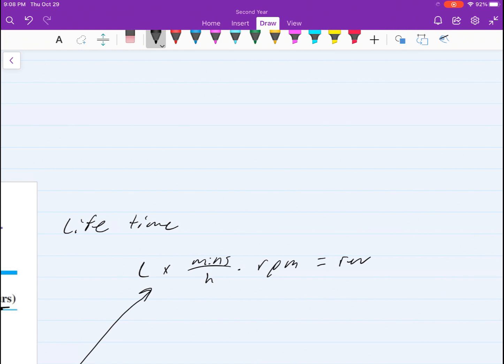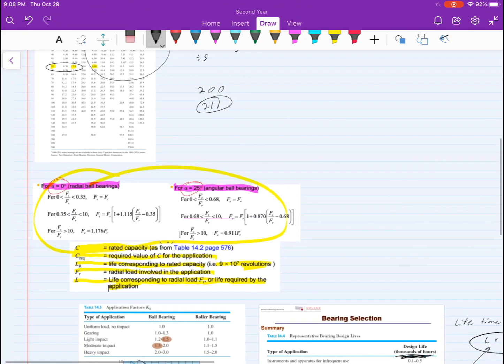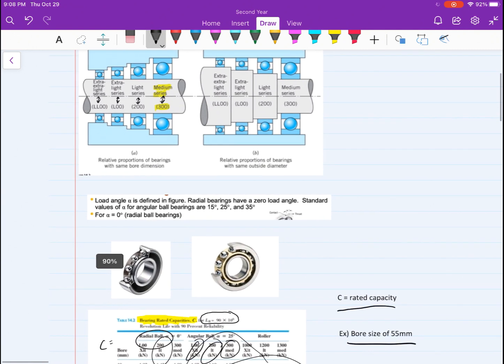For lifetime, it's actually in revolutions, so you would have to go through this. It would be the lifetime value, which was 20,000, times minutes over hours, because you have to convert, and times the RPM you're given, and that's where you get the revolutions. And that covers about everything.